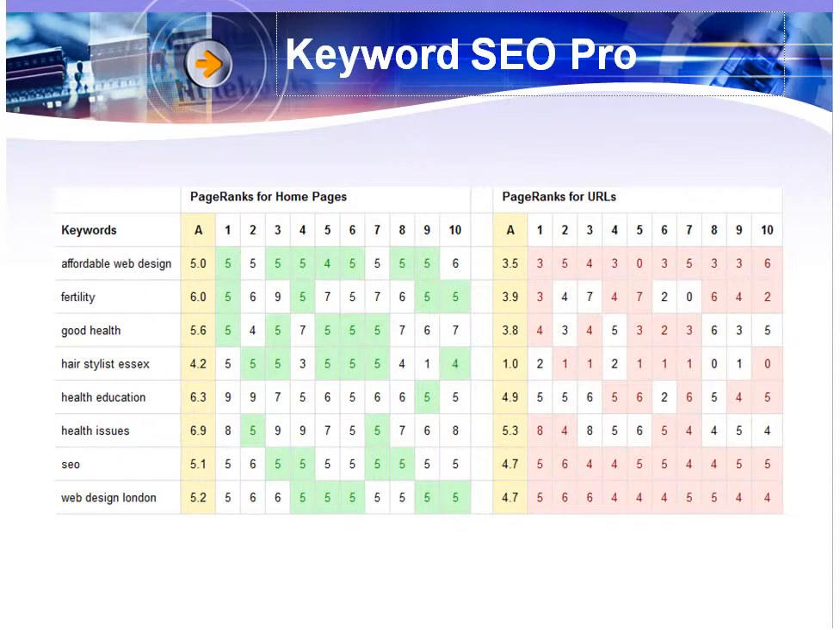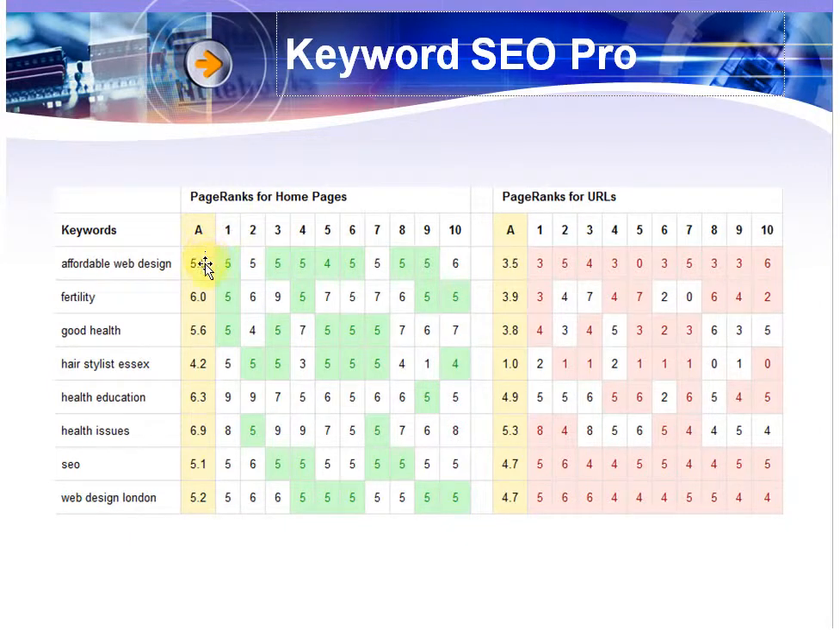This is a dataset produced by Keyword SEO Pro for 8 keywords. In previous videos, it has been demonstrated that G-Factor 1, the PageRank of the home page of the website, is the best parameter available to us for understanding Google's view of the importance of a page.